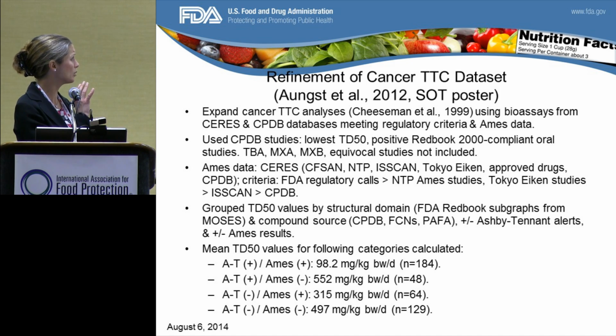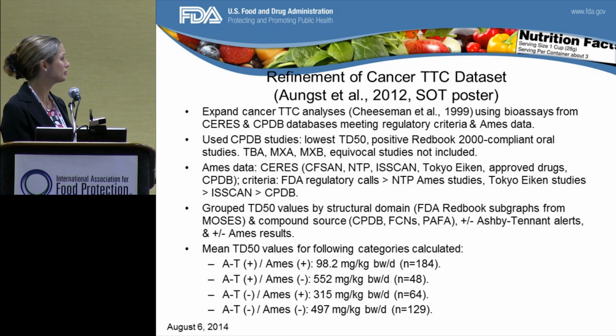Then next in the hierarchy would be NTP, Ames studies, and then Tokyo ICANN and ISSCAN, and then the CPDB calls. So then they grouped the TD50 values by structural domain and compound source, and whether or not they had Ashby-Tennant alerts, which are structural alerts that are associated with carcinogenicity. And then they also grouped them by positive or negative Ames calls. And then they did a statistical analysis and derived the mean TD50 values for the following positive categories.